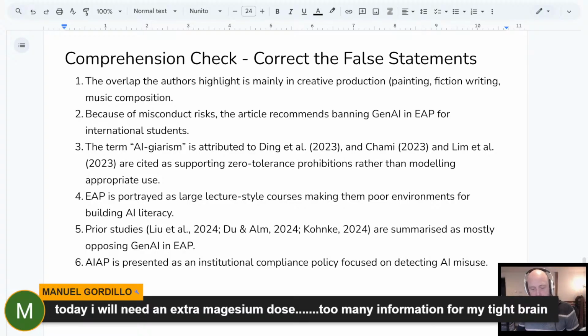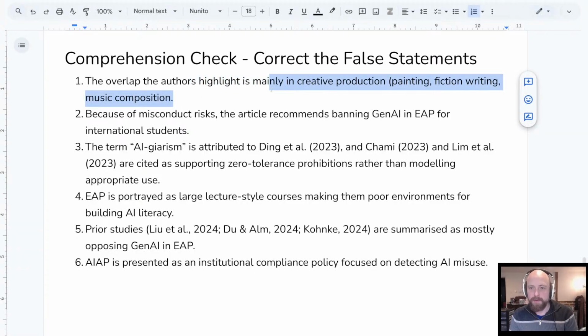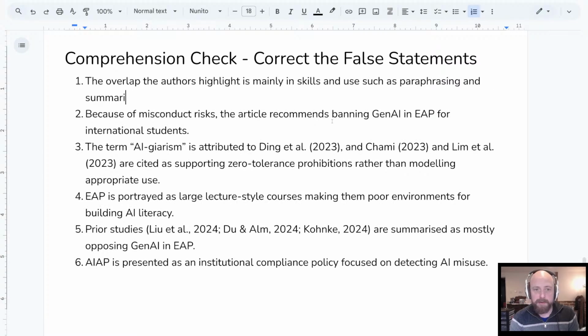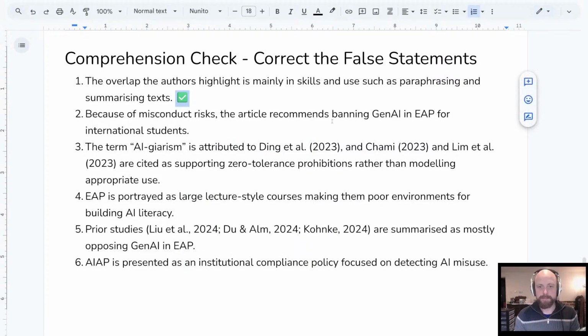Right, I'm going to go through some of these. Keep typing your answers into the chat, and I'll do some corrections here. So the overlap that the authors highlight is mainly in skills and use, such as paraphrasing and summarizing text. Because of academic misconduct risk, the article recommends banning Gen AI for EAP and international students.